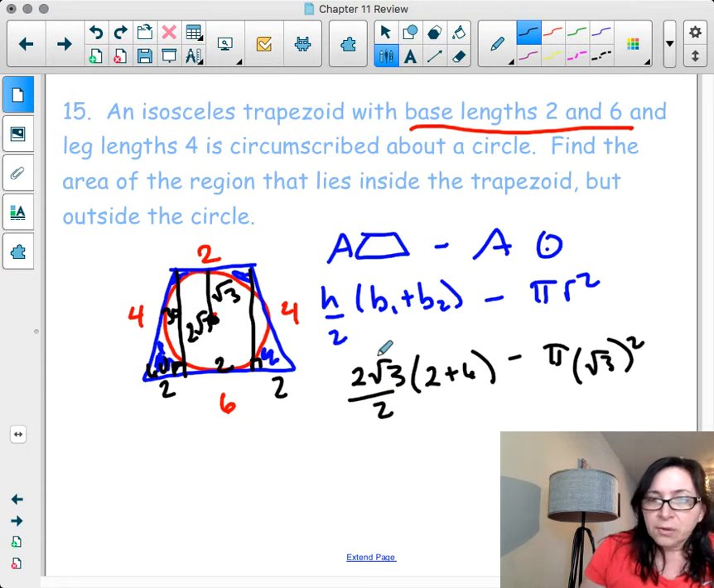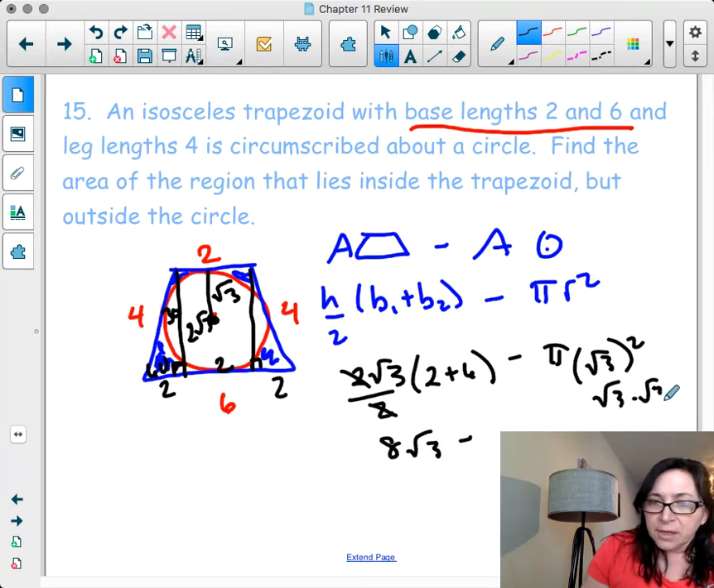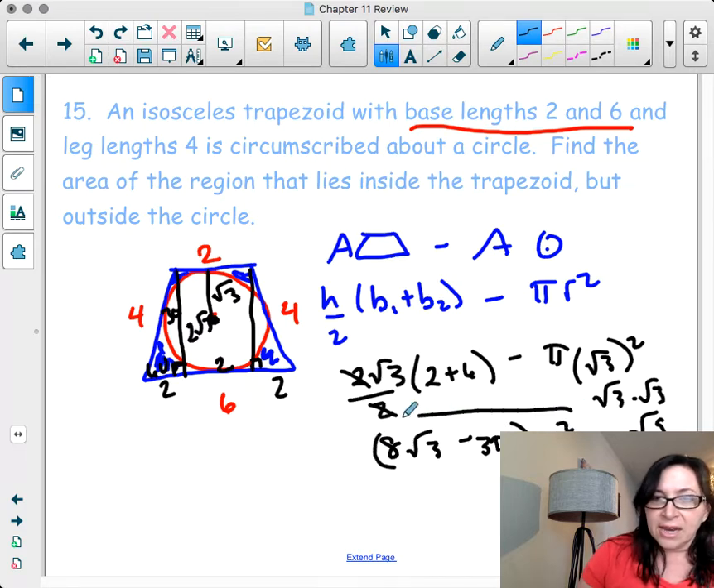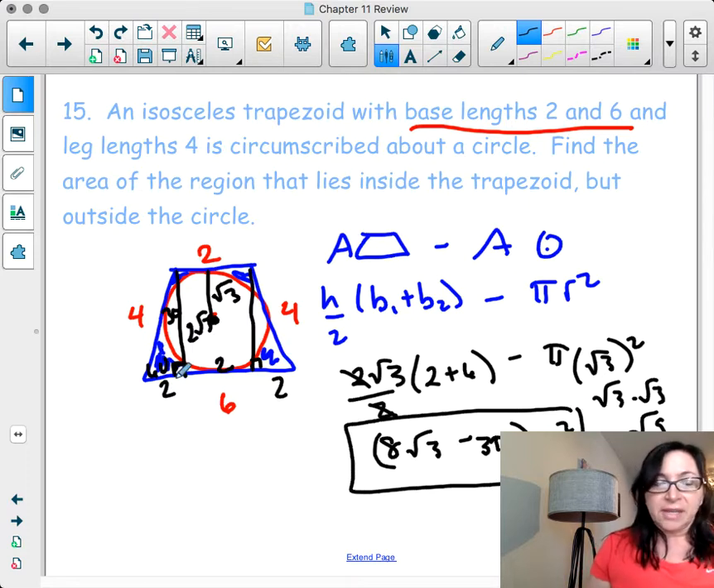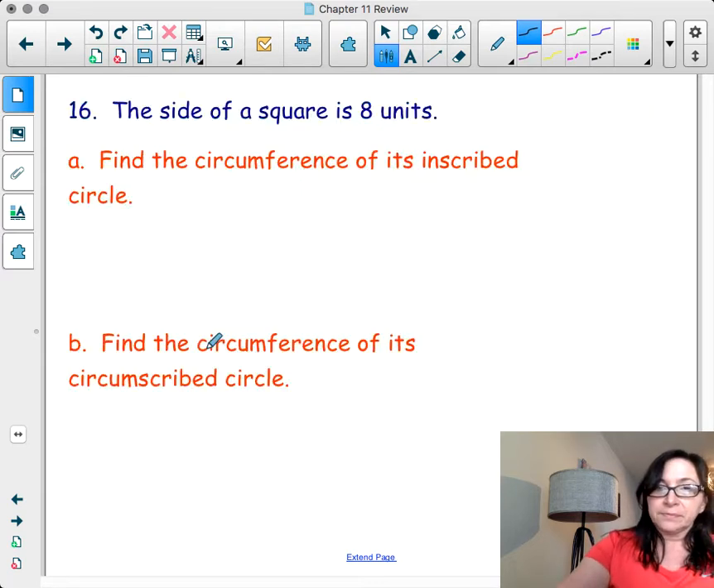Squared. So what do we have? 2 cancels with 2. 6 plus 2 is 8. So we have 8 root 3 minus root 3 times root 3 is root 9, which is just 3. Whenever you square a square root, what's inside is your answer. So we have minus 3 pi, units squared. So that's the area of the shaded region. Basically, that's outside of the circle, but inside of the trapezoid.